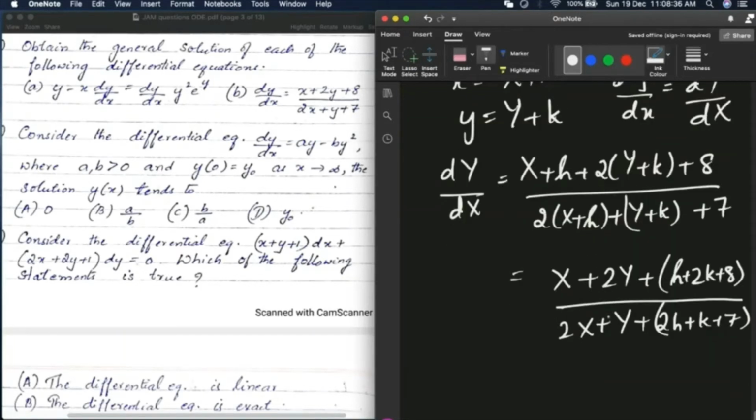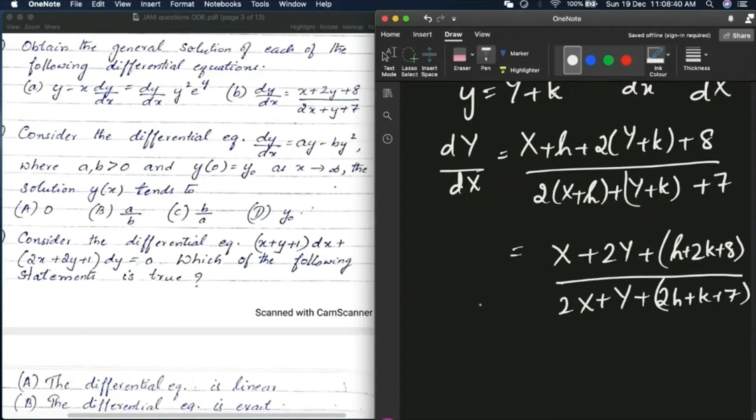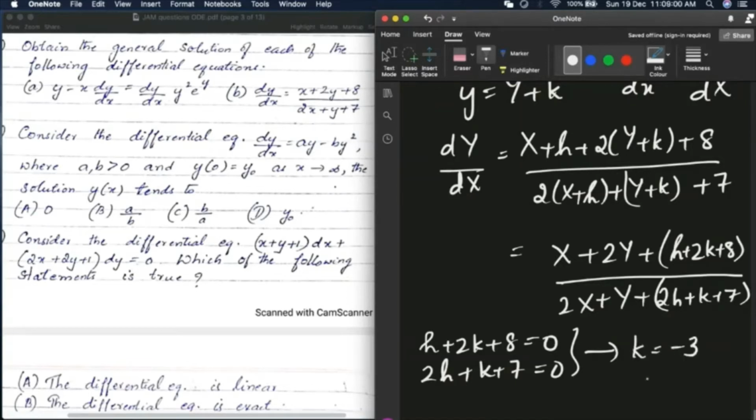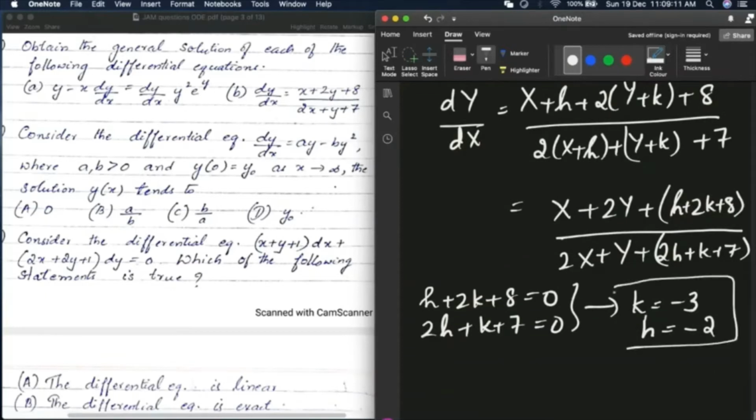So you're making this homogeneous by equating these two terms in the bracket as zero. So you have to solve them separately and find h and k. I think you get k is equal to, I've solved it, 3. Is it 3 or minus 3? It's minus 3, ma'am. You get h plus 2k is equal to minus 8 and 2h plus k is equal to minus 7. This is the equation that you have to solve. So you get k is equal to minus 3 and h is equal to minus 2.